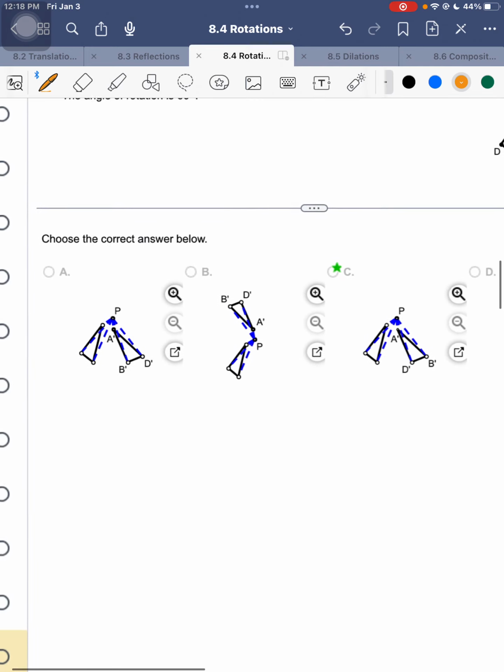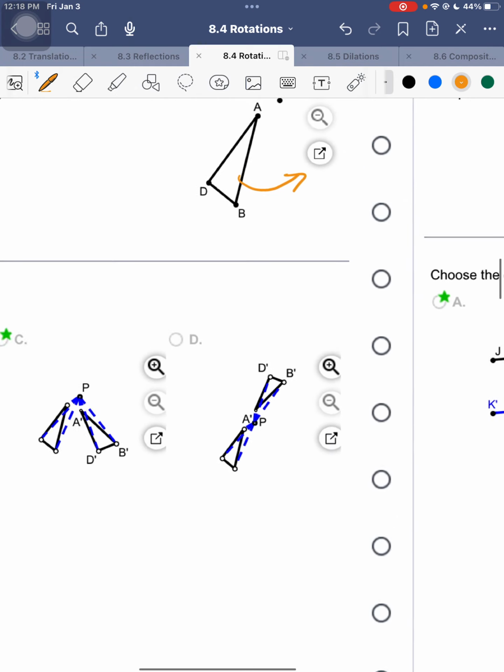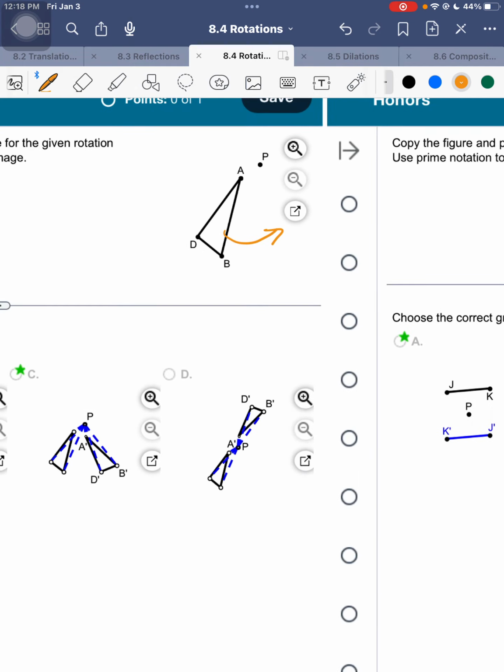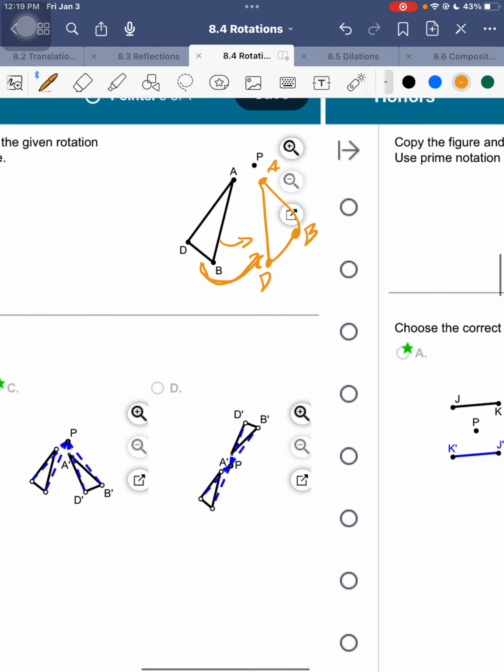Well, if we move it, let's give a little estimate of what it should be like. So if I rotate this way, my A should be here, my D should be here, and my B should be here. Okay, you see how we just shifted it? We rotated it.